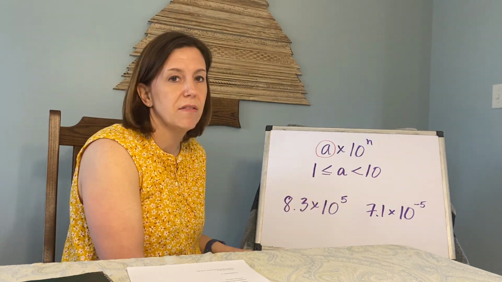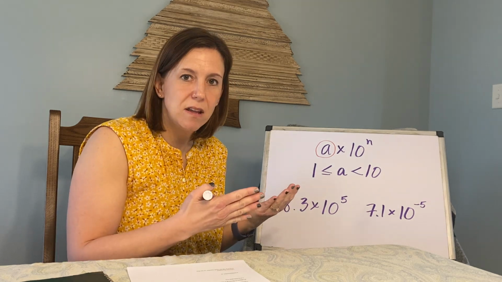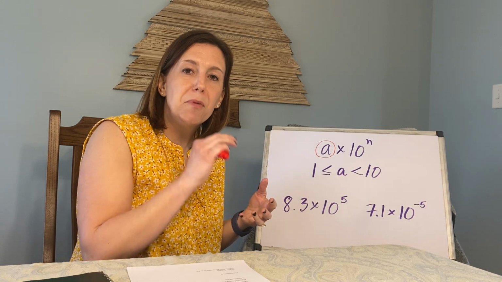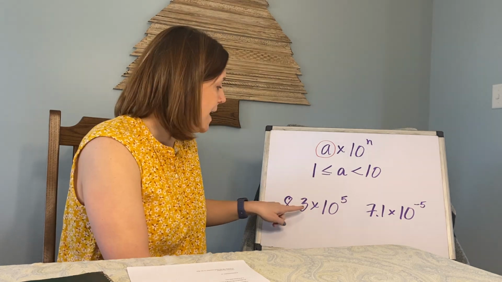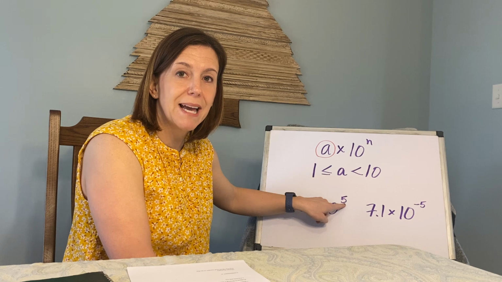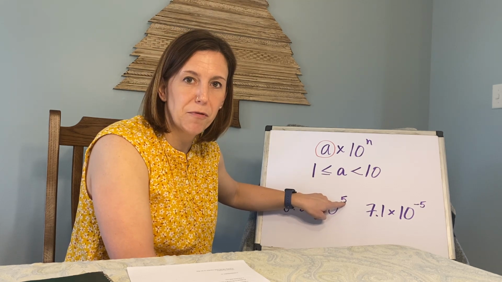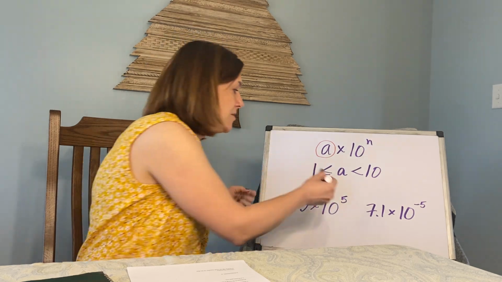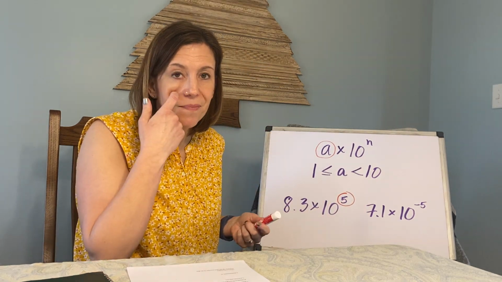8.3 times 10 to the 5th. We know that when we multiply by a power of 10, we've studied mental math with this for years. We move the decimal that many places as there are zeros. So if we have 8.3 times 10 to the 5th power, this means we're going to multiply it by 10 to the 5th, or we're going to move our decimal place 5 places to the right, which means when I have a positive exponent for 10, I'm dealing with a large number.